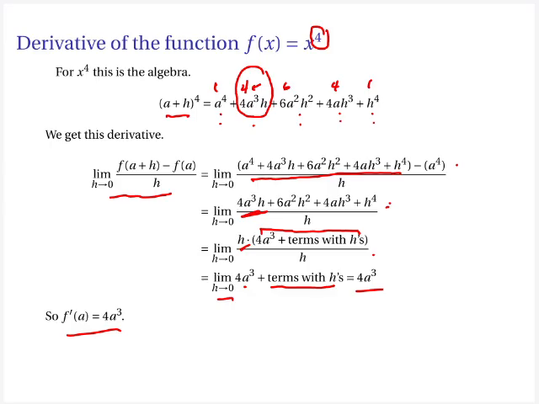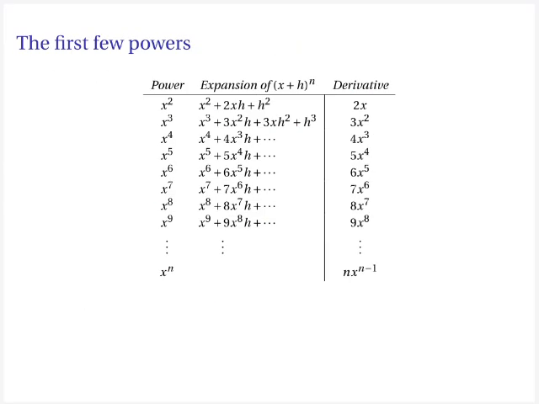Okay, so what's the pattern? We've done a couple of them, and when you look at them 1, 2, 3, you say to yourself, what's the pattern? So for x squared, you get a derivative of 2x. For x cubed, the derivative is 3x squared. For x to the 4th, the derivative is 4x cubed. And so it's perfectly clear when you look at these columns what the pattern is.